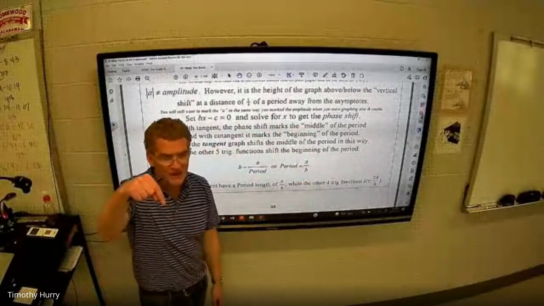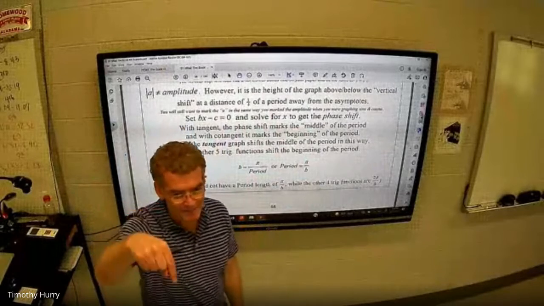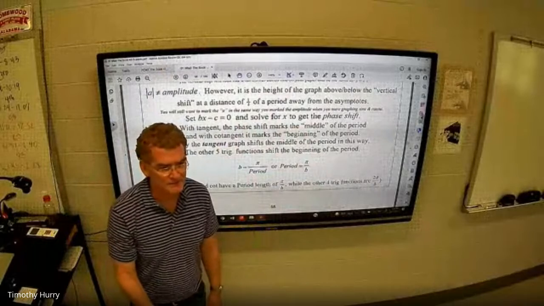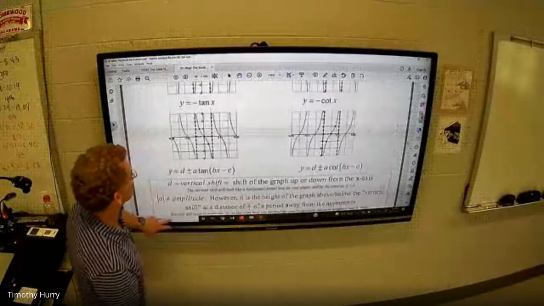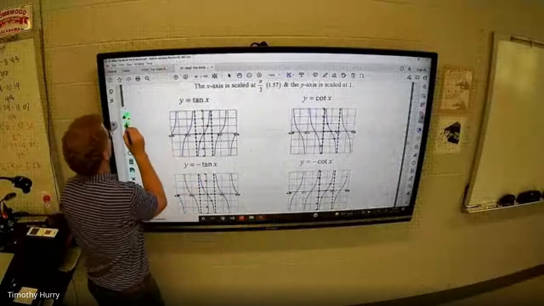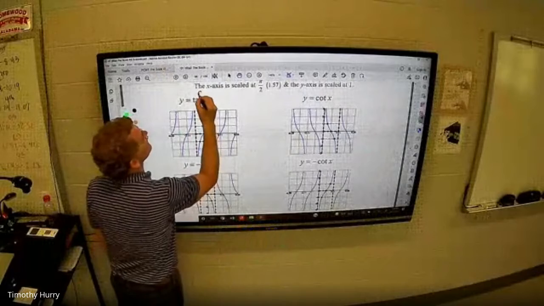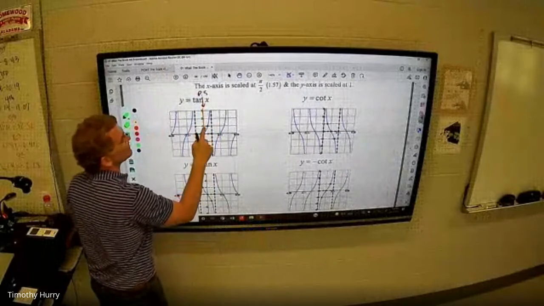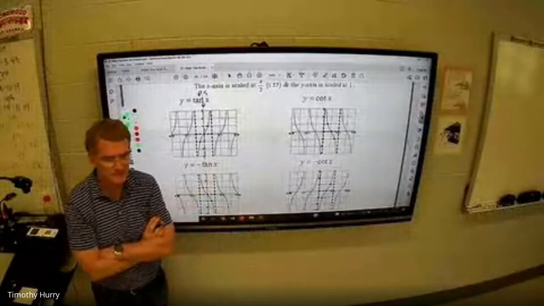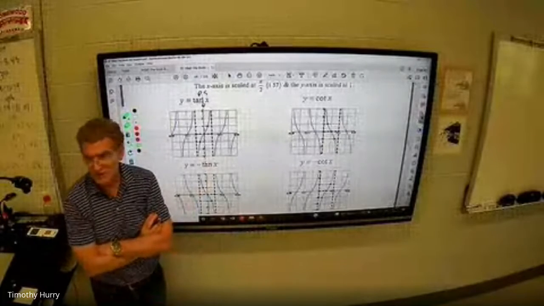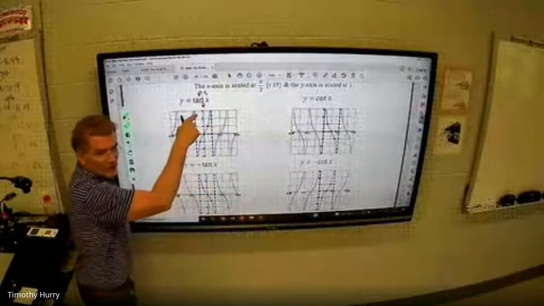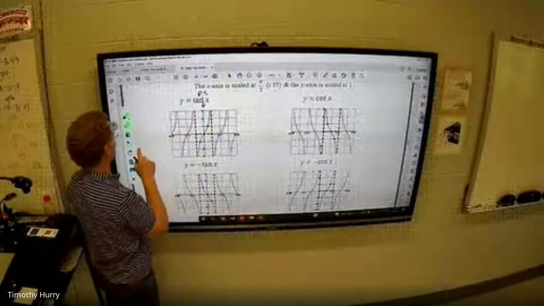Tangent's the only one that has that phase shift as the middle of my period. So you know how you've been putting a dotted line for phase shift? What's gonna happen to you when you find your phase shift on tangent and you come up here and you go, all right, there's my phase shift right there, and you put a dotted line there? What are you probably going to mistake that for? An asymptote. So don't do it. Don't put a dotted line there. Just mark your arrow.